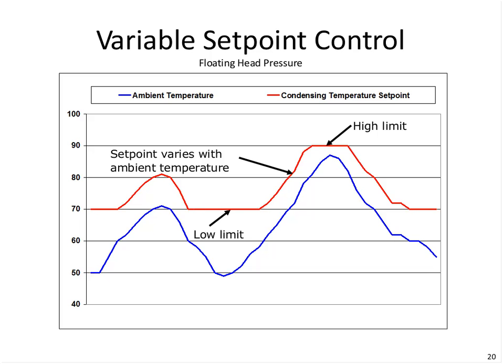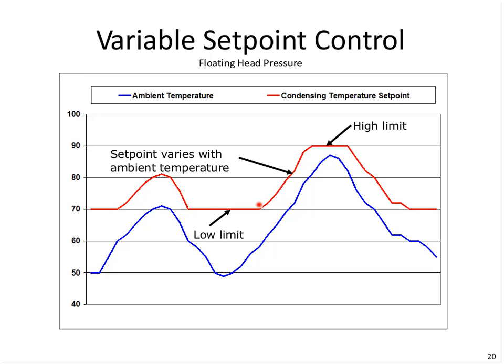So as the day gets up to 60, 65 degrees, notice the set point changes, and we have about a 10 degree approach here to the ambient. So as the ambient goes up, the set point goes up, thus controlling fan speed to an achievable level. And as the ambient goes back down, notice the set point goes down to the low limit, maintaining that.